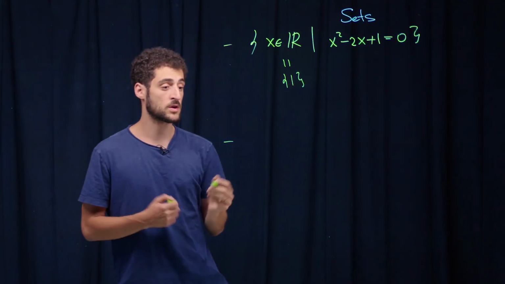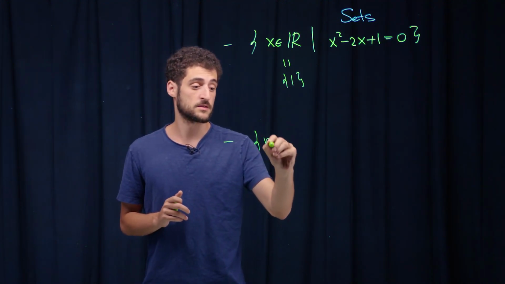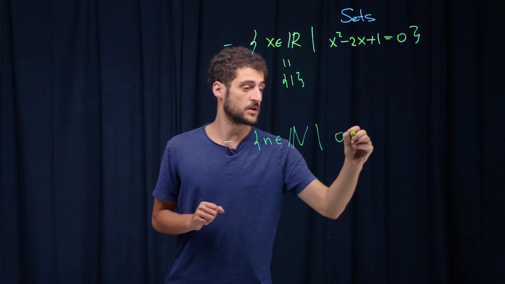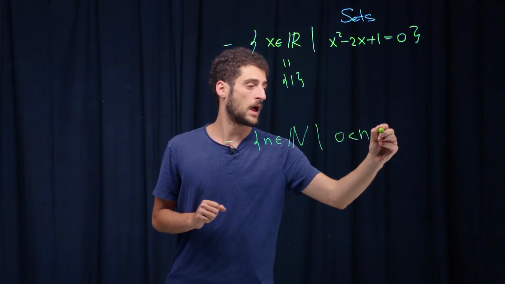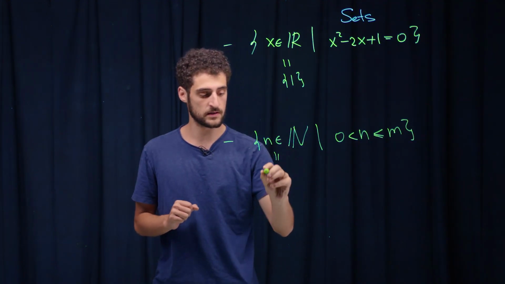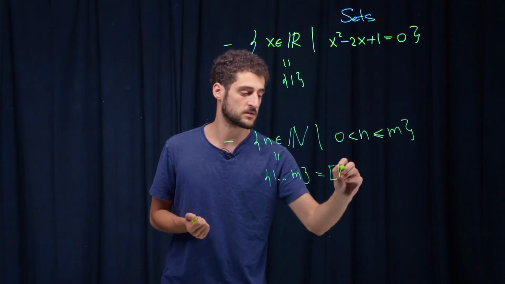Using the same method, you can write all the integers from 1 to m. So you write that it's an integer n such that 0 is less than n, and n is less than or equal to m. So in this case, it's all the numbers from 1 to m. We also denote it like this.